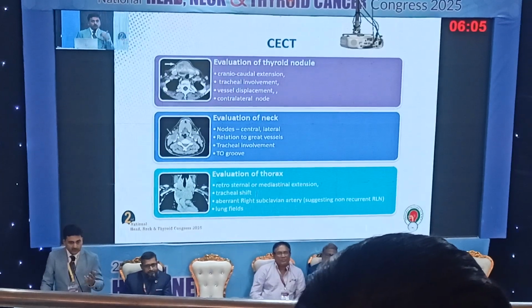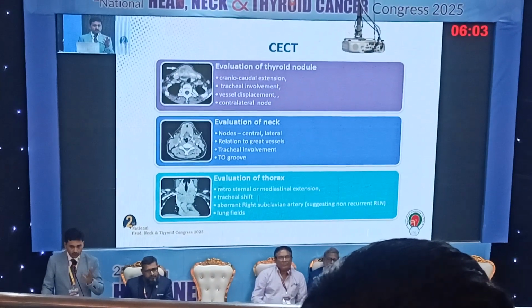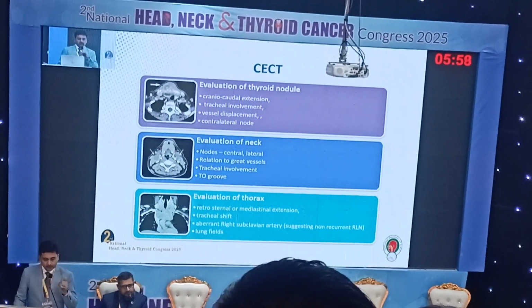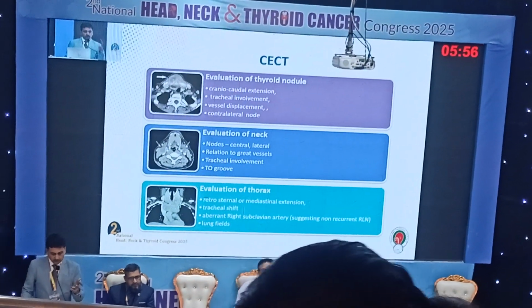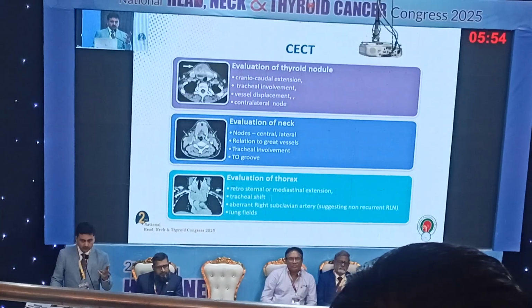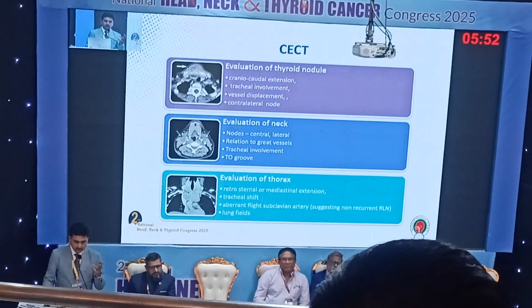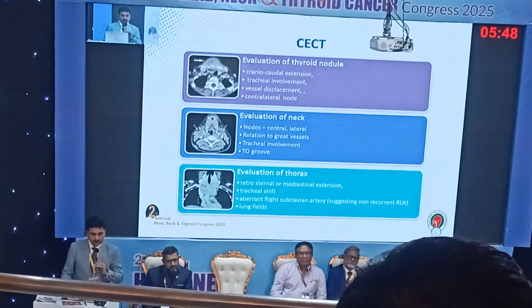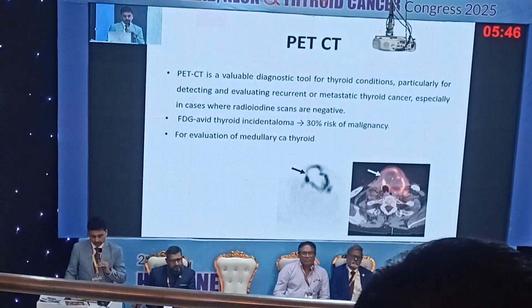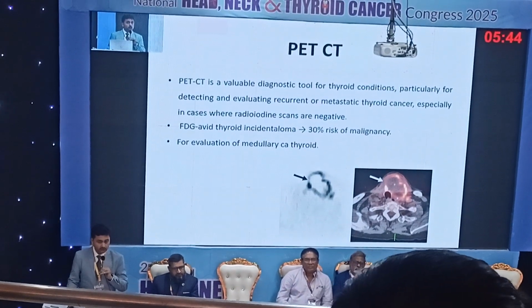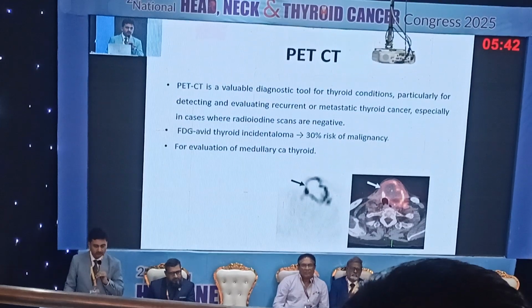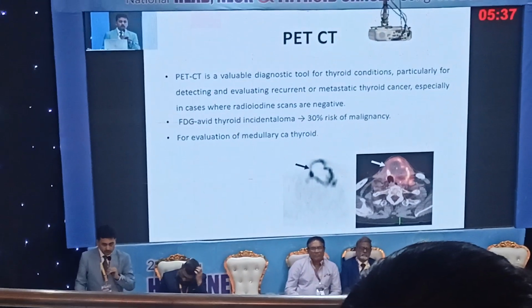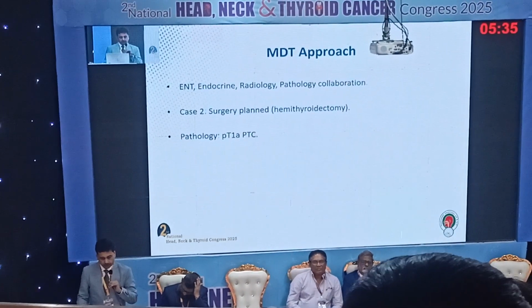So you need more cross-sectional imaging. You will do a CT scan more commonly. MRI is not otherwise very preferred. That will help us evaluate the thyroid nodule, the neck as well as the thorax, because papillary CA has a possibility of lung metastasis. So you want further information about the extent and spread of the disease. PET-CT is not done as a routine evaluation of differentiated thyroid cancers, but when you are suspecting medullary CA, you might do it to find out the distant spread.